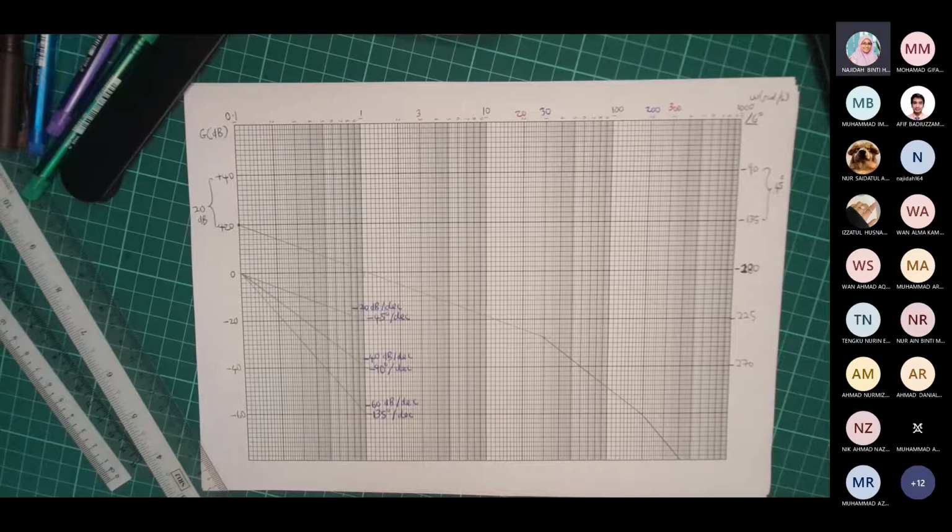Okay, if you are done with the magnitude plot, we can continue on the phase plot. But before that, let's take a 10-minute break. Are you okay with that? 10 minutes break? Okay, madam. Okay.